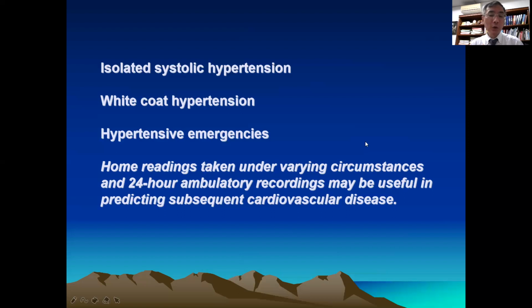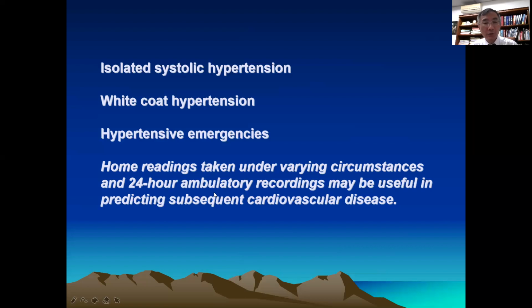So one has to distinguish the two because the emergency is treated intravenously with admission. The urgency is treated with oral medication over a period of days. Finally, home blood pressure recordings are now increasingly being used, as are 24-hour ambulatory recordings. And while any elevation of blood pressure is bad, the exact definition and normality of these readings at home and the ambulatory record is still a matter of development.